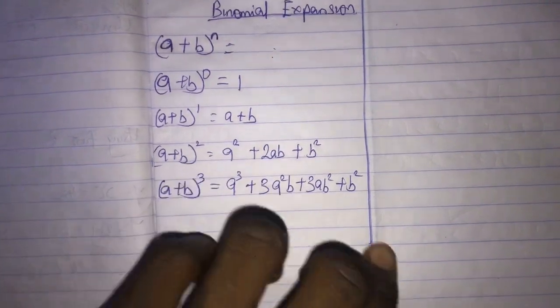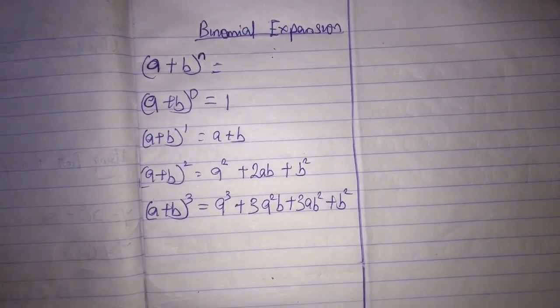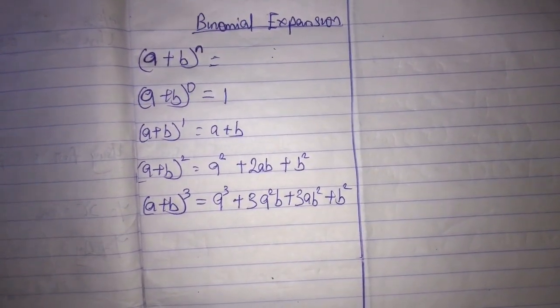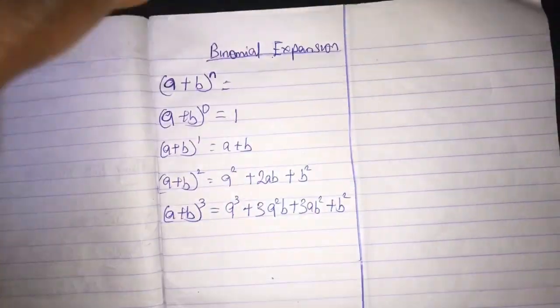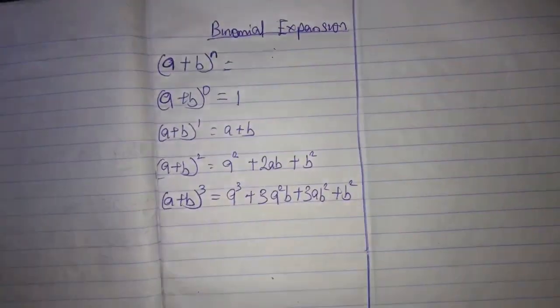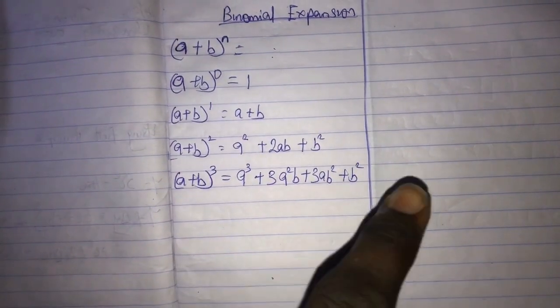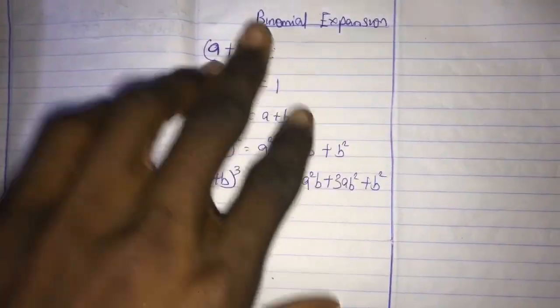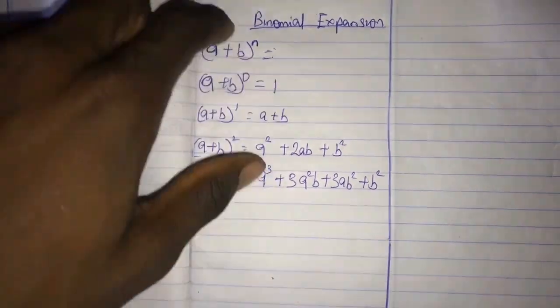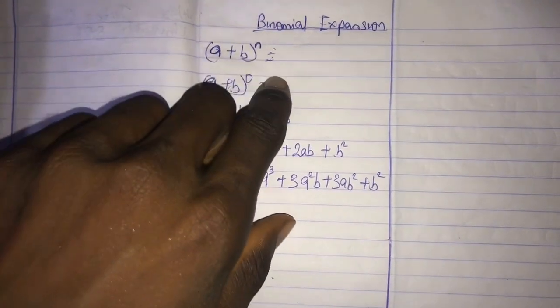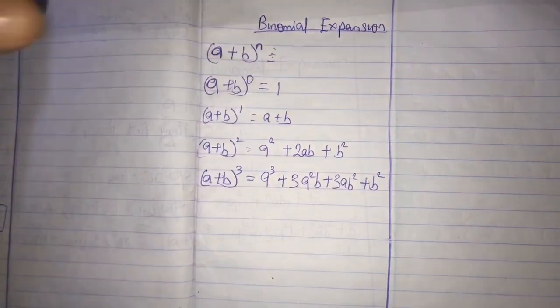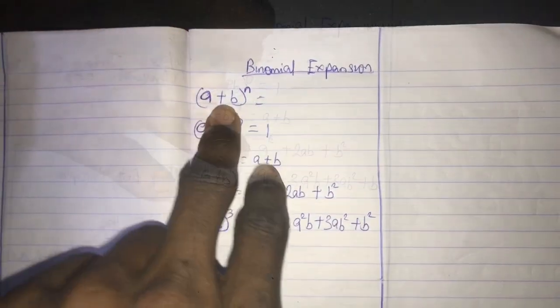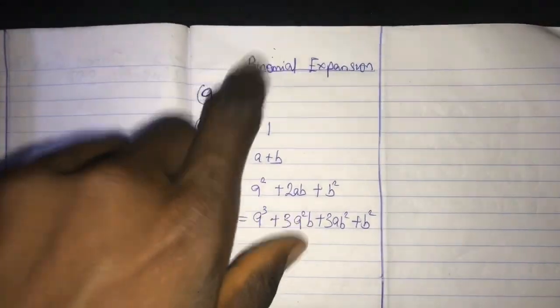But what if we are given the power of 6, 7, 8, 9, 10, and I tell you to look for a particular term? We can't just expand everything like that. So that's the reason why this topic came into existence. This formula can only be used to solve an expression like this when the power is positive.